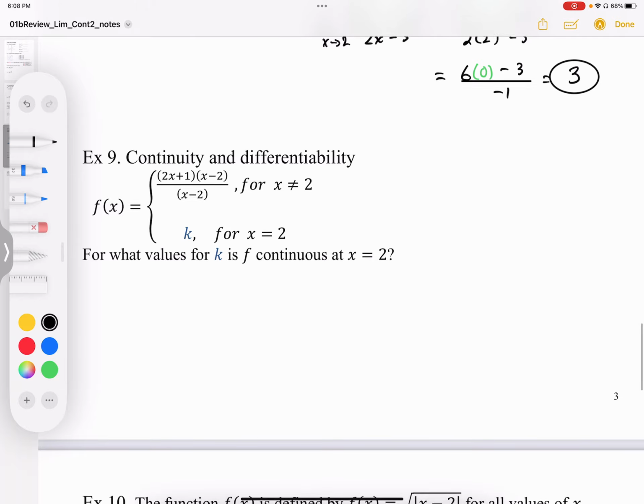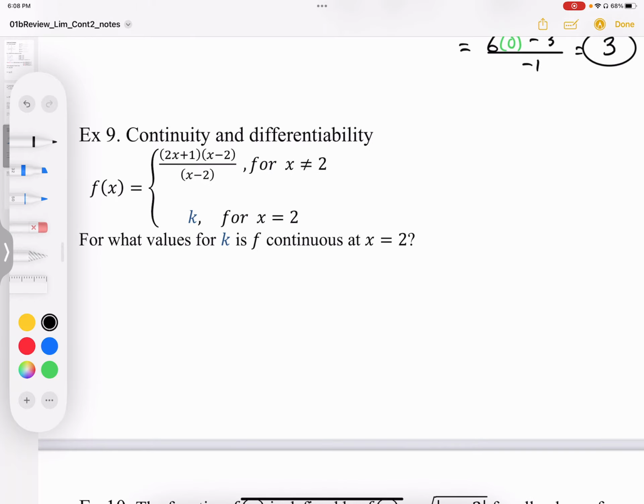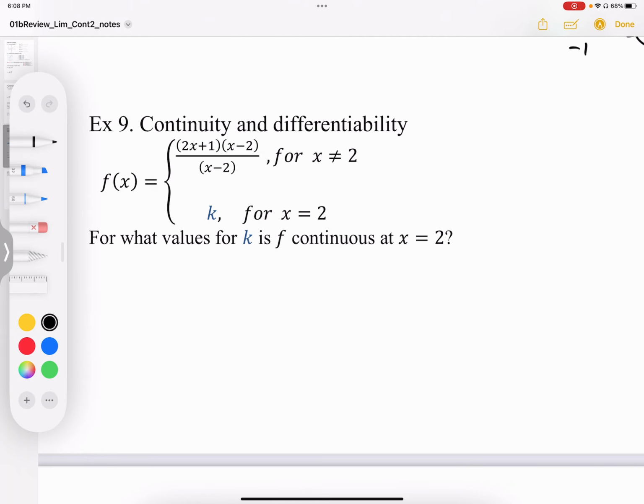For part 9, example 9, we're just looking at continuity and differentiability. In this case, we're given a piecewise function. The top part is evaluated for all values except for 2, because we're dividing by x minus 2. And this other part of the piecewise function defines the value at x equals 2 to be k. We want to know what values of k will make this continuous.